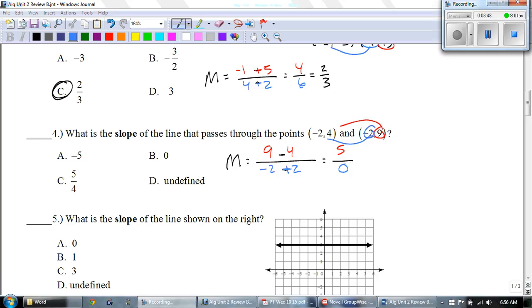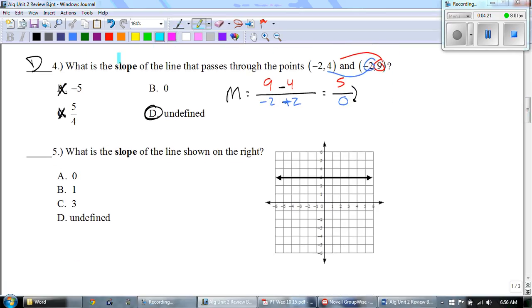Okay, and I got 5 over 0. So let's see. Well, I know it's not A or C, but is it 0 or undefined? So remember, when the 0 is underneath, it means it is undefined. So D is the correct answer. Now, another thing you could do is you could type it into your calculator. You would get an error, and when it's error, you know it's undefined as well.